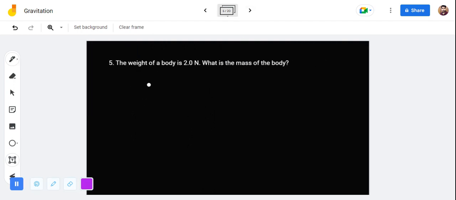Now do the fifth question. Fifth question is: the weight of a body is 2 Newton. What is the mass of the body?